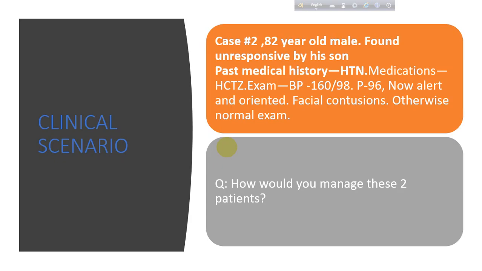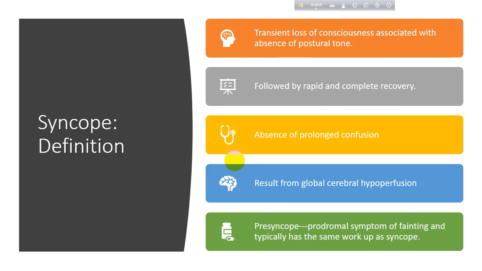And case 2: an 82-year-old male, found unresponsive by his son, past medical history of hypertension, medication hydrochlorothiazide. Examination: BP 162/98, pulse 96, now alert and oriented. Facial contusions are there, otherwise normal examination. Now the question is, how would you manage these two patients? We will discuss it later.